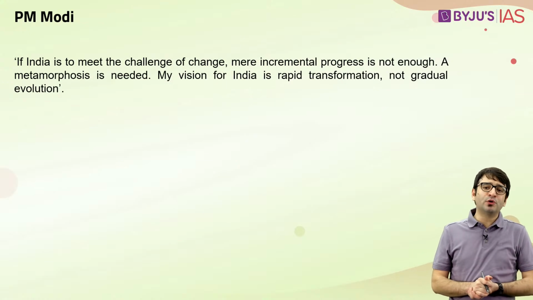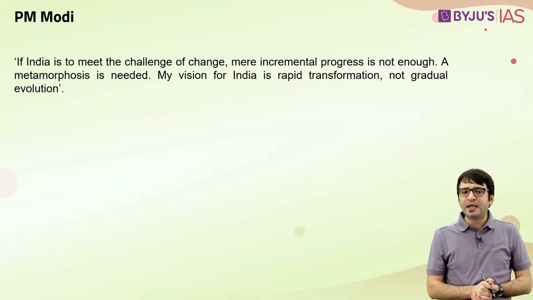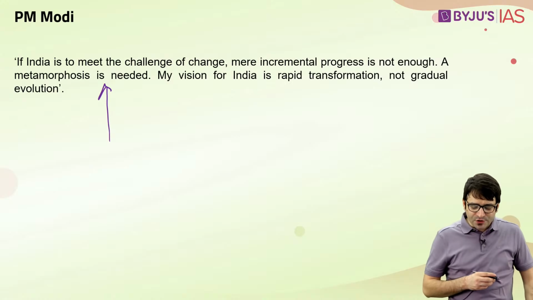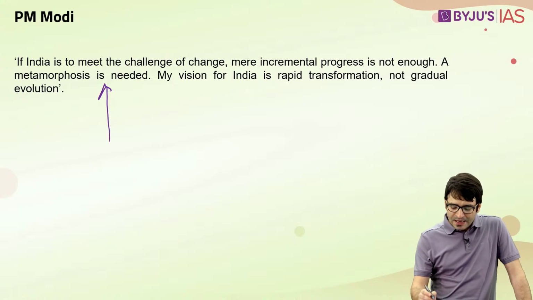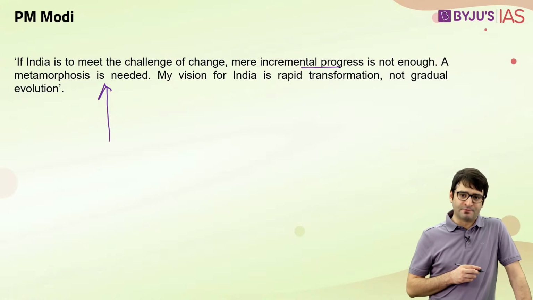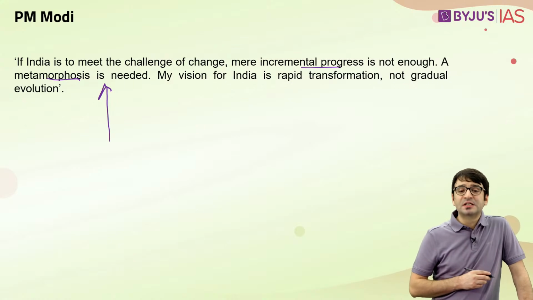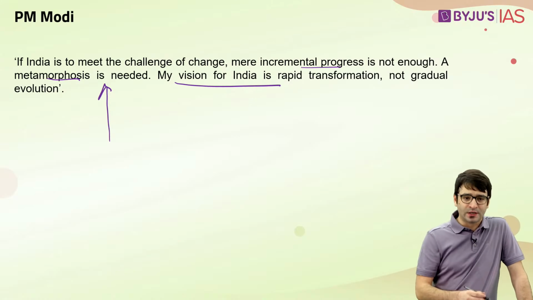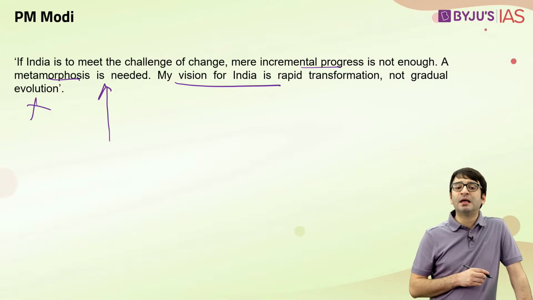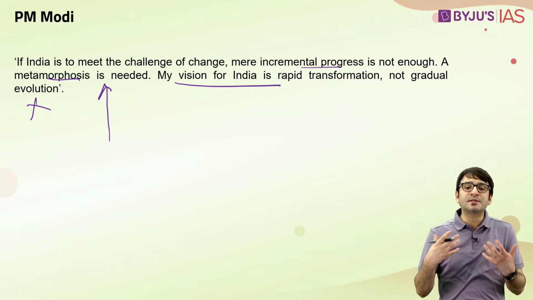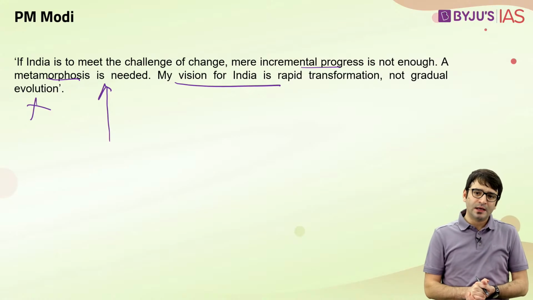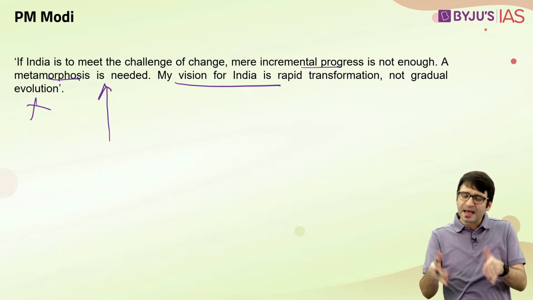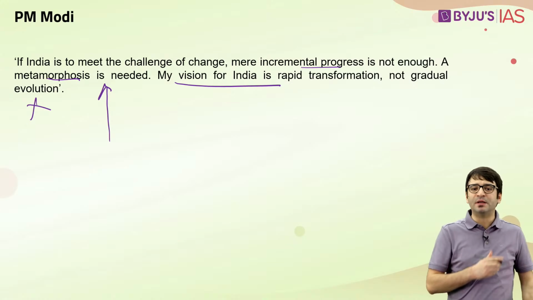And that's what Prime Minister Modi also says. Prime Minister Modi, in one of the functions, he said, and I quote, "If India is to meet the challenge of change, mere incremental progress is not enough. A metamorphosis is needed. My vision for India is a rapid transformation, not a gradual evolution." And to realize this vision, to realize this objective, we need to go back to simultaneous elections, both to Lok Sabha as well as state legislative assemblies.